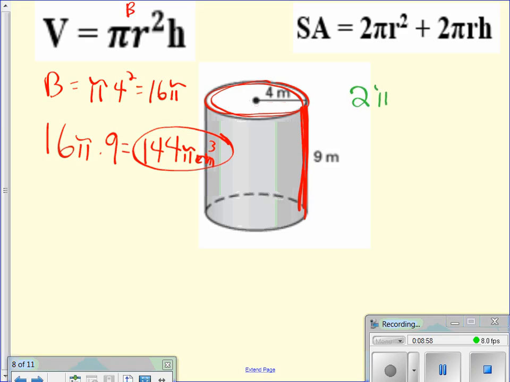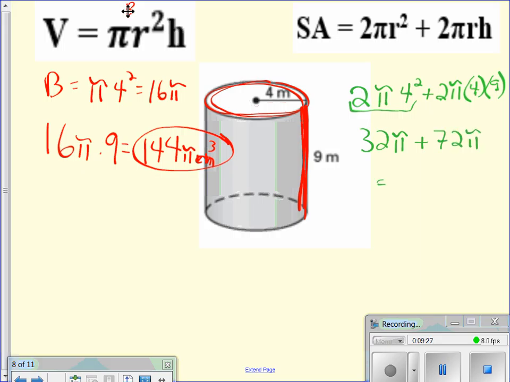2 pi, my radius is 4, squared, plus 2 pi, my radius is still 4, my height is 9. All right. All that stuff together, I'm going to simplify each of these individually. That 4 squared is 16 times 2 gets me 32 pi. Plus 2 times 4 is 8 times 9 is 72. I add those two together to get 104 pi meters squared is my surface area.